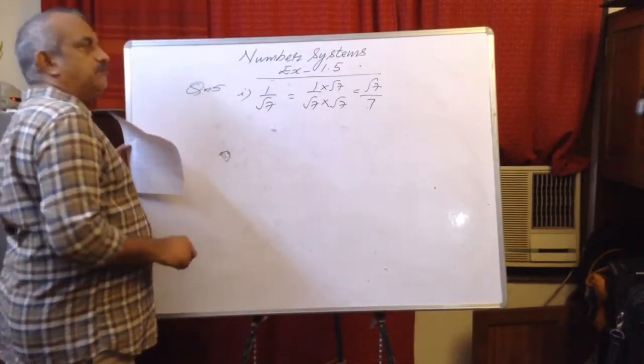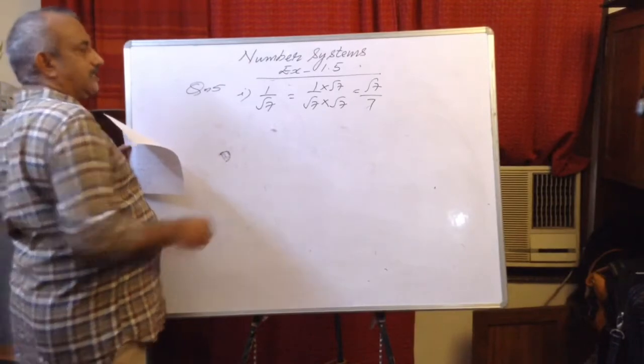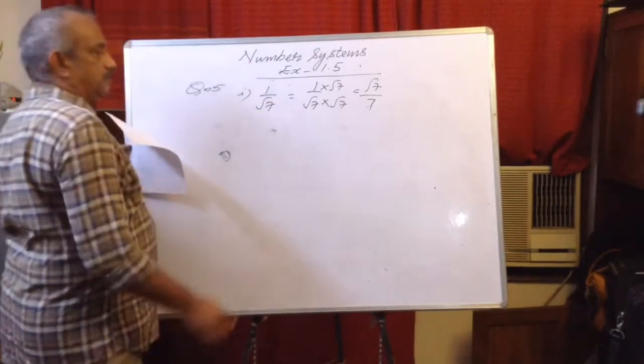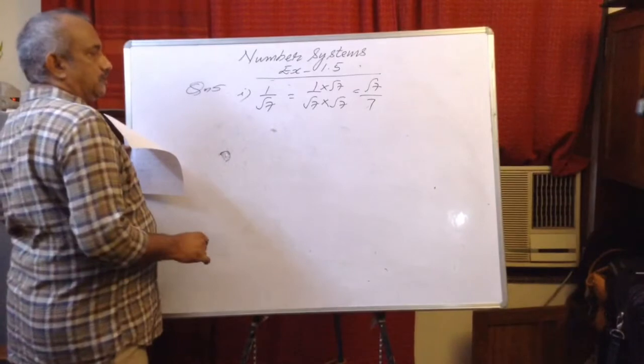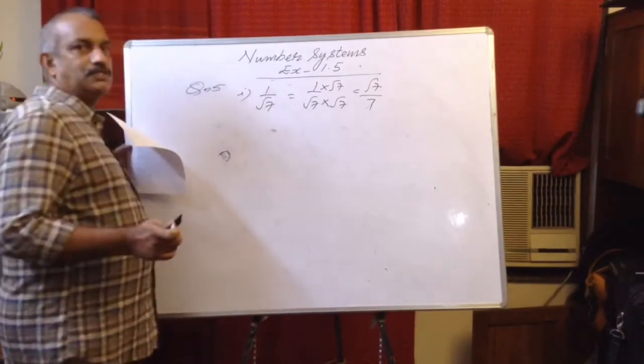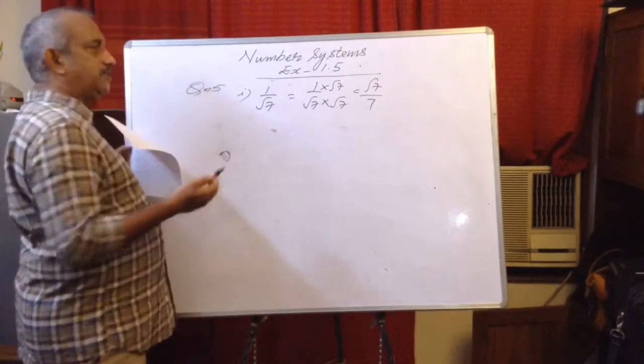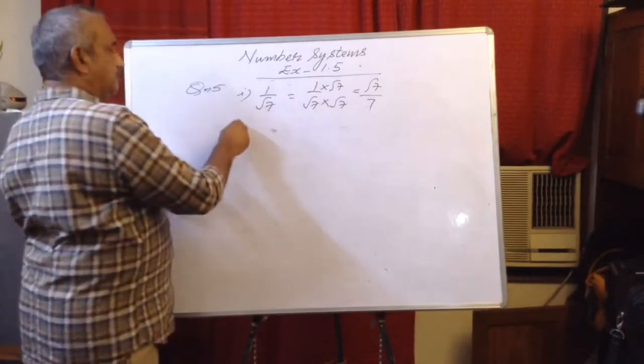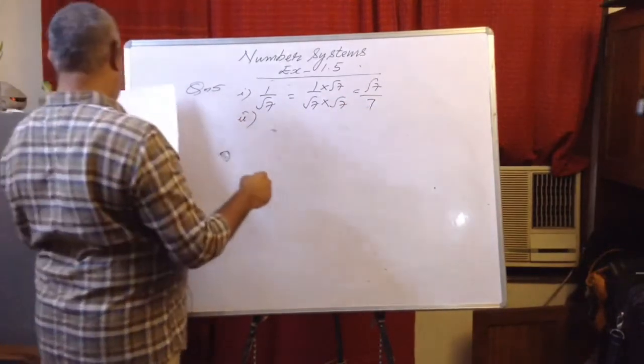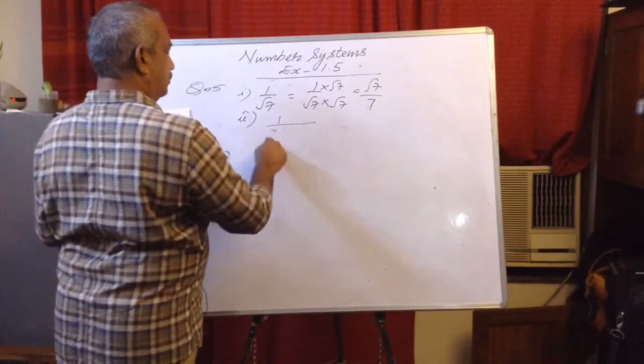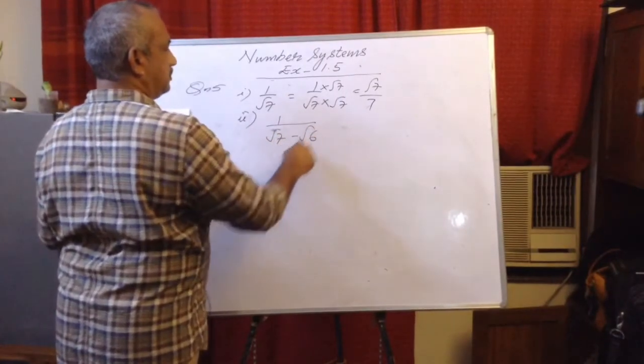If it is a monomial, multiply both numerator and denominator by the same. The question is rationalize the denominator. So we know that root 7 into root 7 is 7. So we'll multiply by root 7, then automatically the root sign will get removed. Now second one: 1 upon root 7 minus root 6.